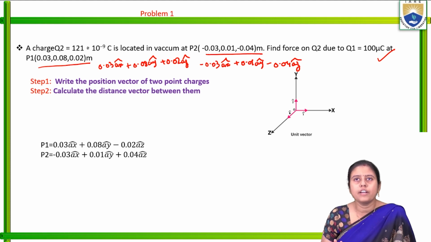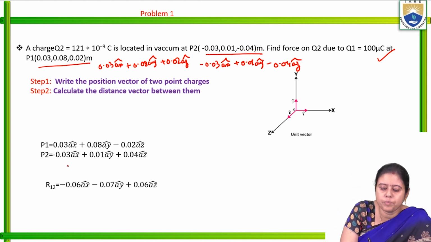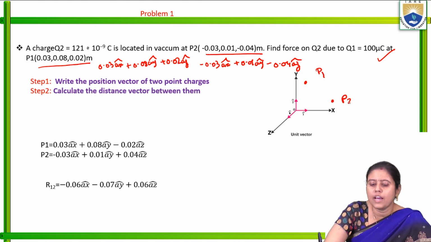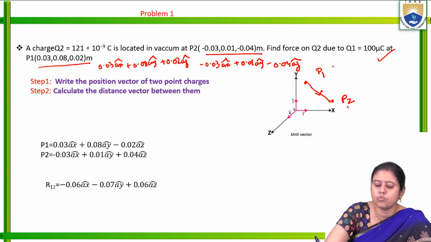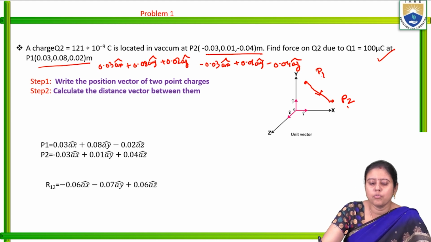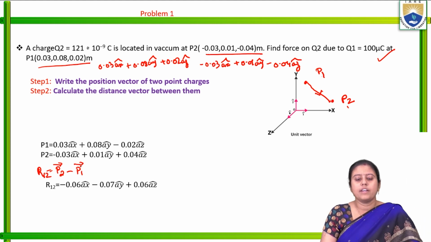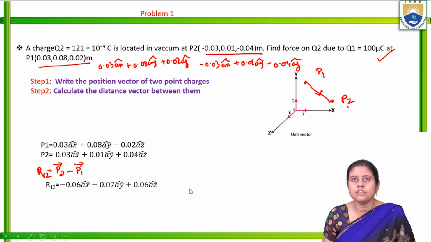Step 2: we got the P1 value and the P2 value. Now calculate the distance vector between the two points. The distance vector is the end point minus the starting point. We have to calculate the force at P2 from P1, so the end point is P2 and the starting point is P1. So R12 is equal to P2 minus P1. If we put in the values, we will get the R12 value.